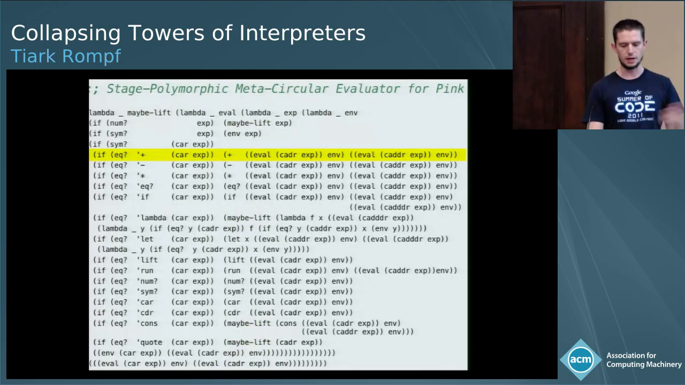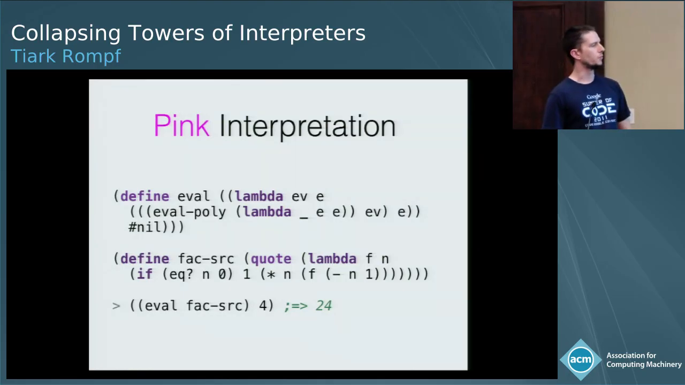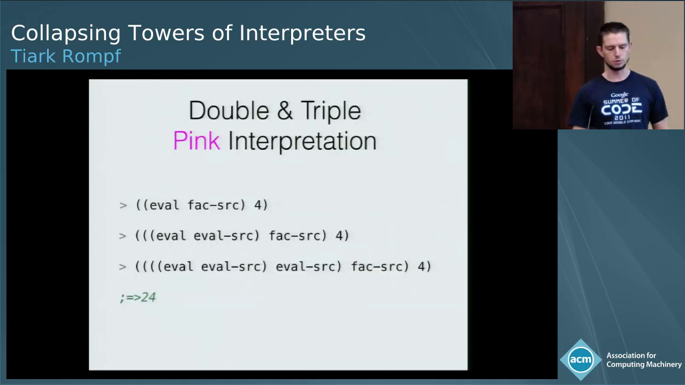And again, plus and other primitives are just implemented as the underlying primitives in the base language, and environments are modeled as functions, so none of this is really surprising, right? And here we can configure this function using the identity function as maybe lift. So this gives us an interpreter, and now when we apply this to a quoted expression, then it will do the interpretation, right? So no surprises here. If we call eval on the source code of the factorial function, we can evaluate it with some argument. And we can do double, triple interpretation and so on, right? So this is really just what you would expect from a metacircular setting.